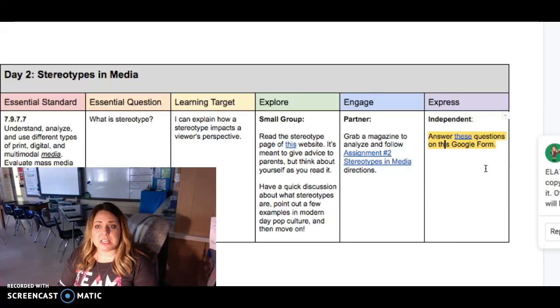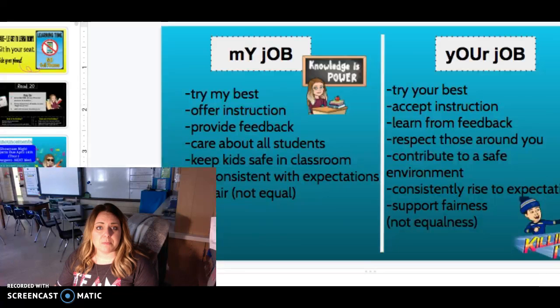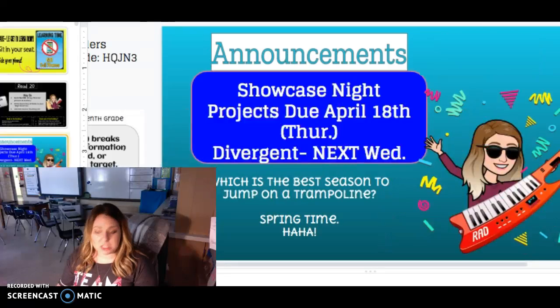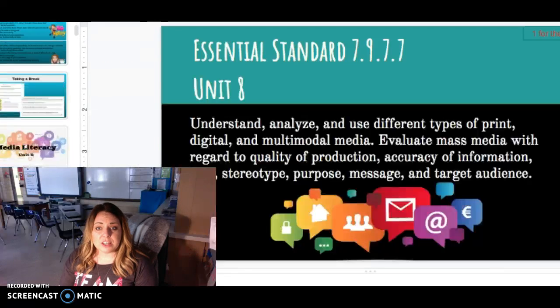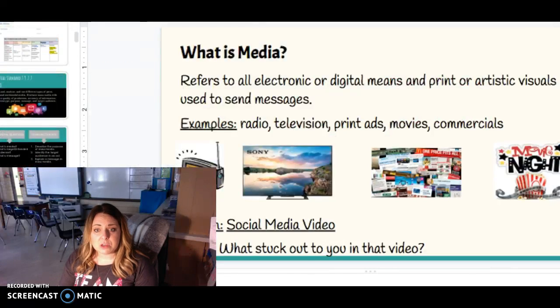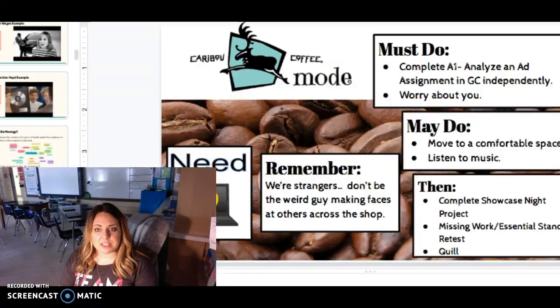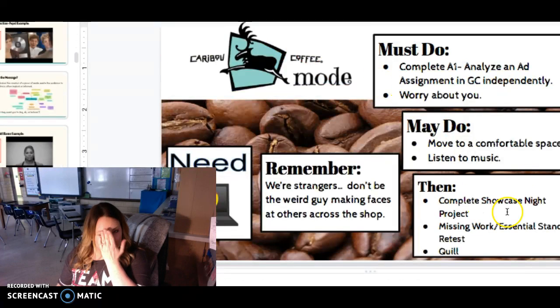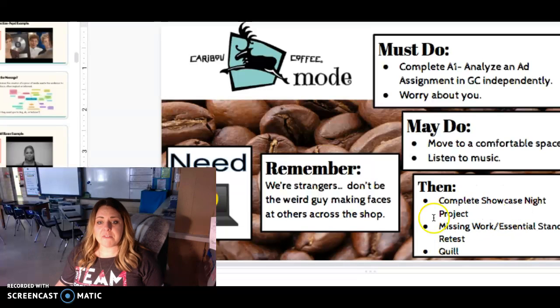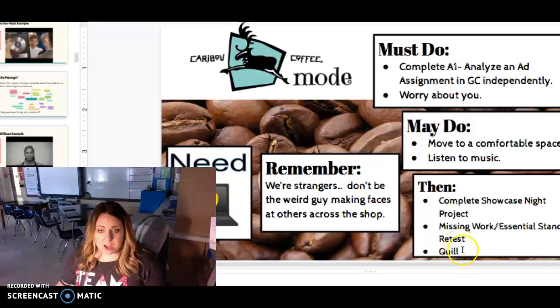And of course, on the agenda, you'll see that you have some options. If you finish all your work early, there's some things that you can do. You can finish up your showcase night stuff. You can do missing work, an essential standard retest, or work on moving through Quill. All right, those are all good things that you can do.